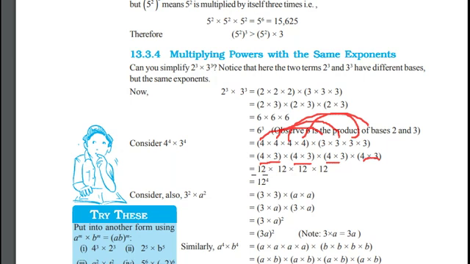4 times 3 is equal to 12, for each of the four groups. 12 is repeated 4 times. We can write this in exponential form: 12 to the power of 4.